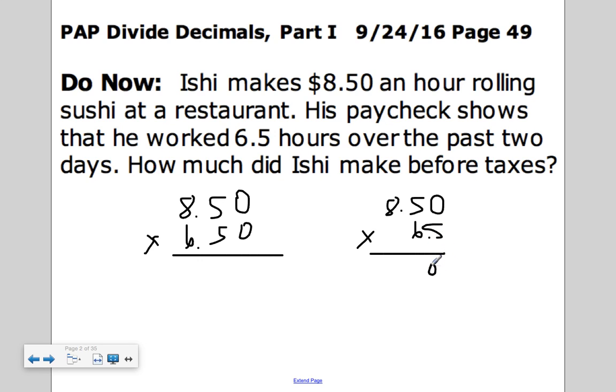Let's start with the 5s. 5 times 0 is 0. 5 times 5 is 25. Carry the 2. 5 times 8 is 40 plus 2 is 42. Don't forget your place. So we're done with the ones place. So I'll put a placeholder here.